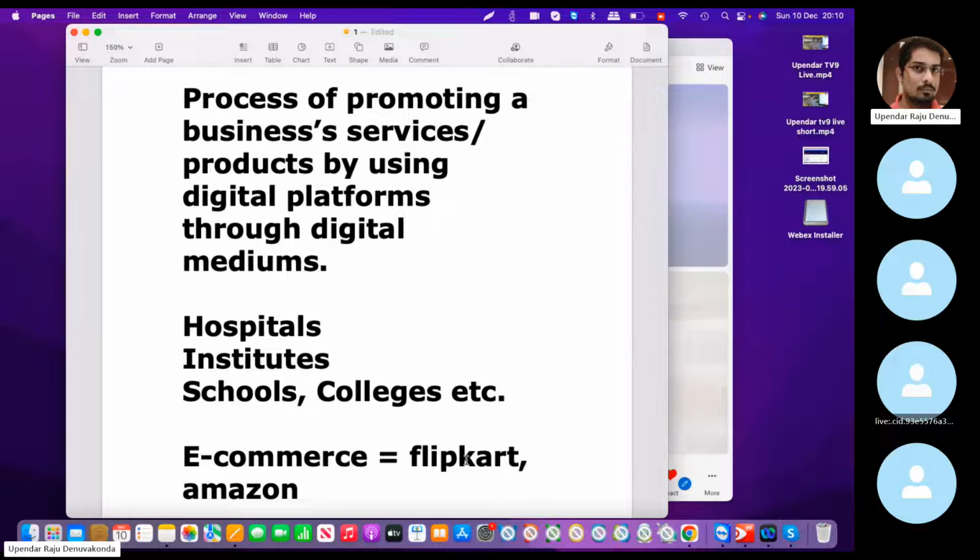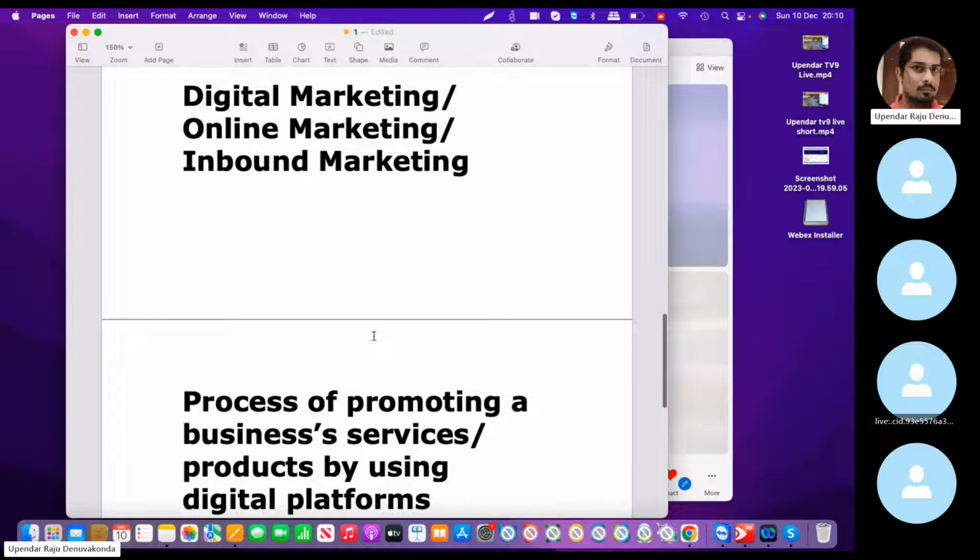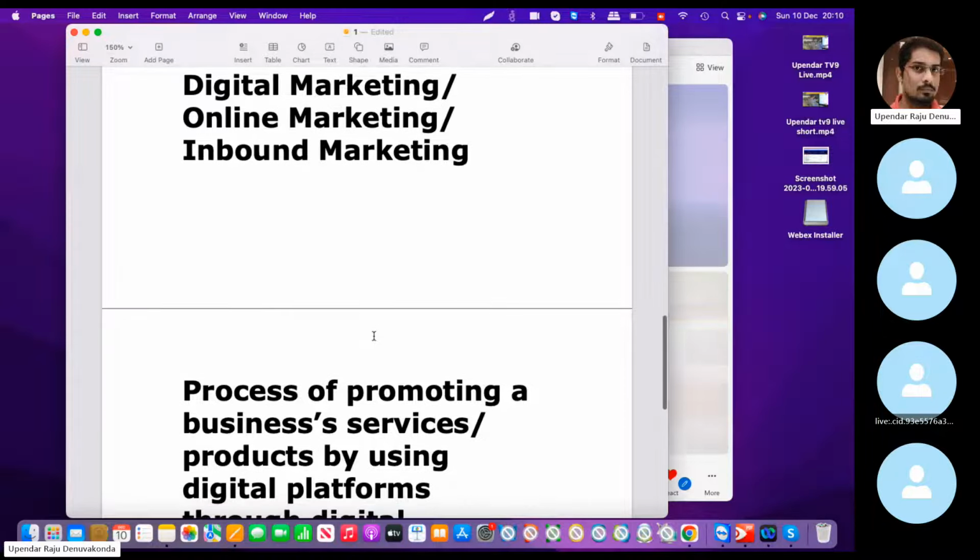Now the process of promoting those services, or promoting those products, by using digital platforms through digital mediums is something called digital marketing. So now we just need to understand a bit of the theoretical and formal definition of digital marketing, the formal definition of internet marketing or online marketing, which is also called inbound marketing.